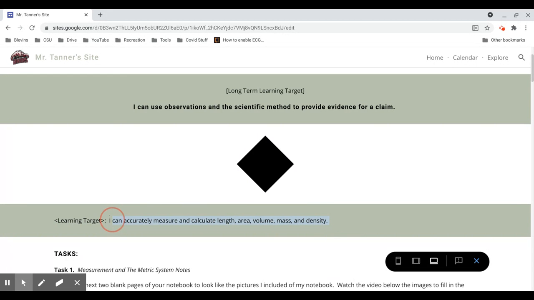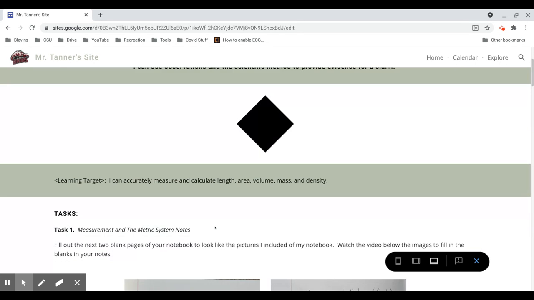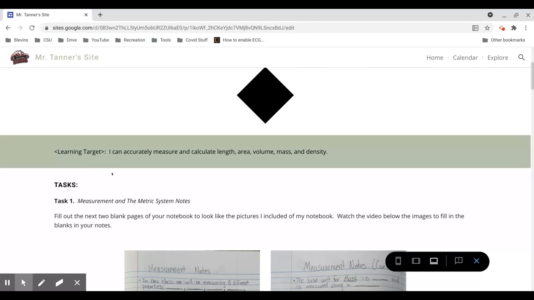The black diamond learning target states that I can accurately measure and calculate length, area, volume, mass, and density. So we're going to be practicing using a lot of the metric system units and then also the calculations necessary to determine different properties about matter.